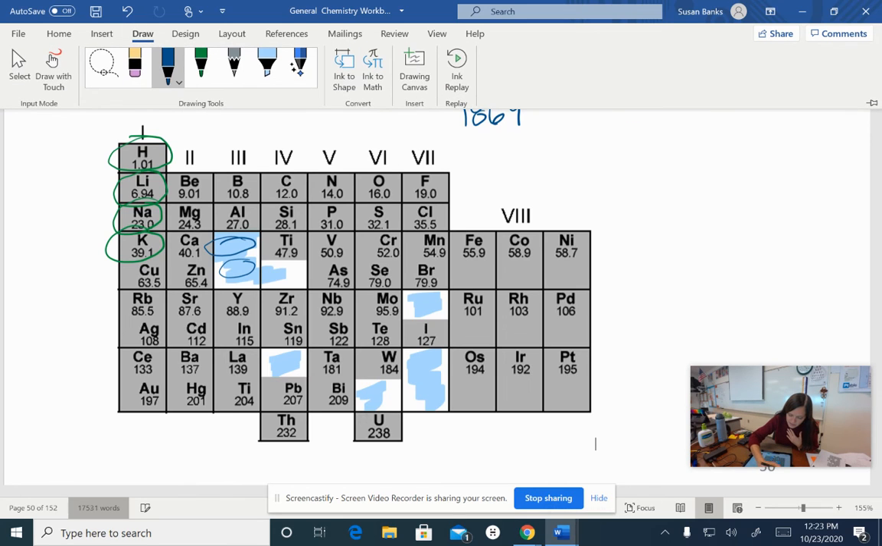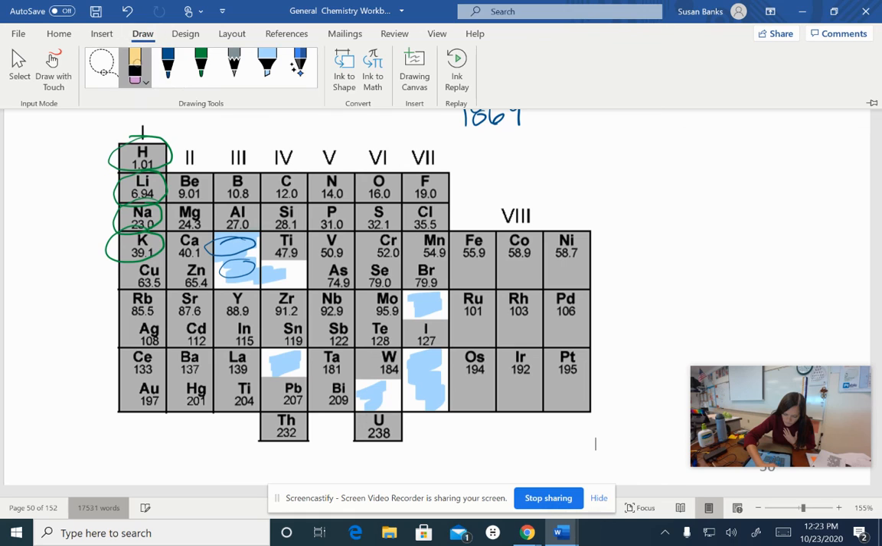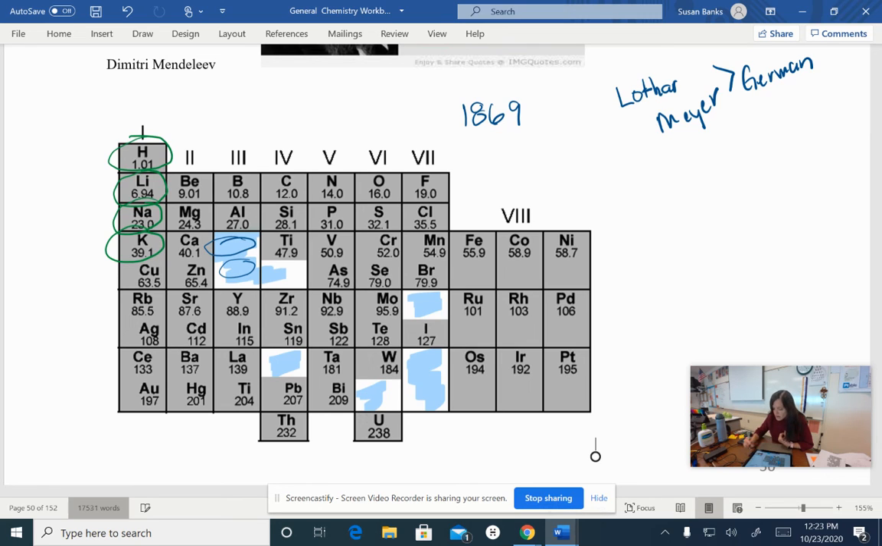And I just spelled his name wrong. Lothar Meyer. Okay, this guy is German. And in German, TH are like a hard T. So his name would be pronounced Lothar Meyer. He also published a periodic table in 1869.